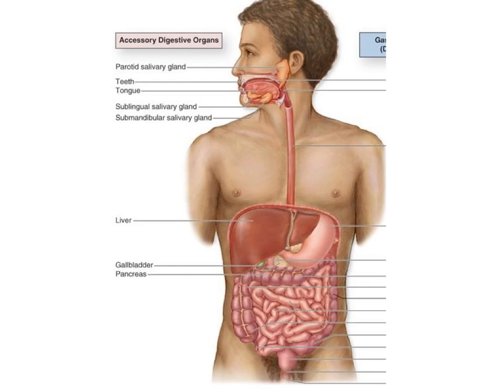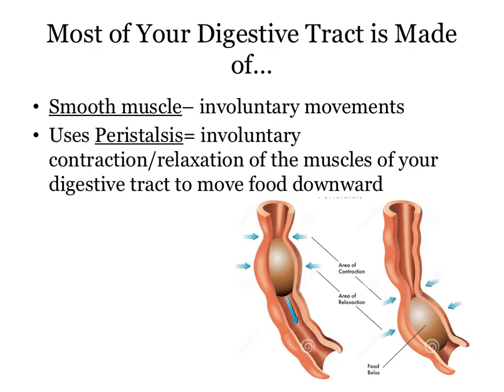So here's another picture. This one's just showing you the accessory organs. You can see the salivary glands are labeled, the teeth and tongue, the liver, gallbladder, and pancreas. And again, these things are not part of the long tube where food passes. So food does not pass through these organs, but instead these organs make things, usually enzymes, that are inserted into the digestive tract and used in digestion.